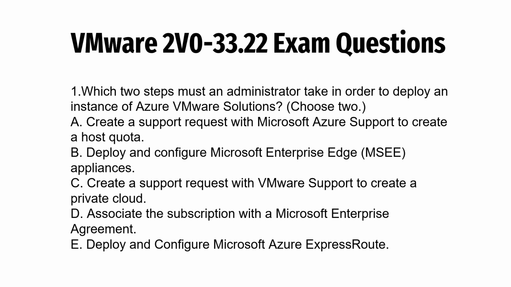Choose 2. A. Create a support request with Microsoft Azure Support to create a host quota. B. Deploy and configure Microsoft Enterprise Edge (MSEE) appliances. C. Create a support request with VMware Support to create a private cloud. D. Associate the subscription with a Microsoft Enterprise Agreement. E. Deploy and configure Microsoft Azure ExpressRoute.